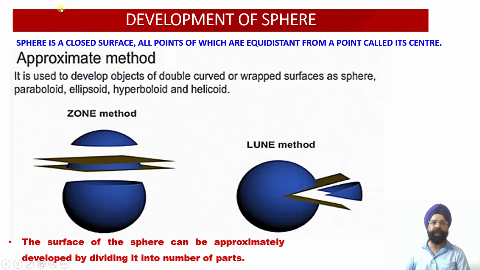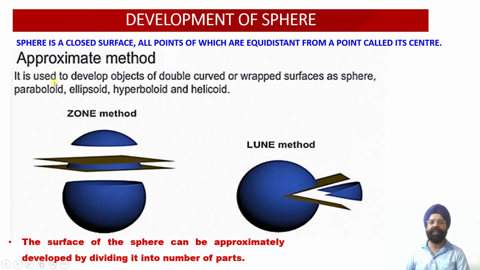Now today's discussion will be about the development of a sphere. A sphere is a closed surface, all points of which are equidistant from a point which is called the center. We have already discussed that this is an object which is curved on either side, that is, on the top surface as well as on the bottom surface. So we cannot develop the sphere using the conventional methods of development. An approximate method will be used in order to obtain the development of a sphere.